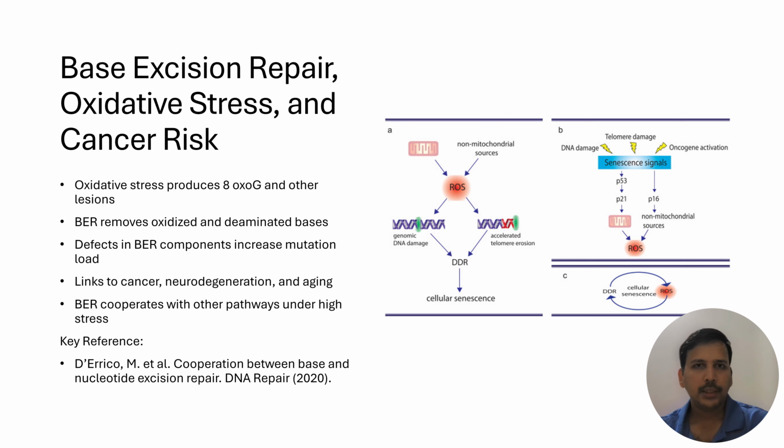When BER components are defective or overwhelmed, oxidative lesions accumulate and mutation rates increase, contributing to cancer development, neurodegenerative diseases, and aspects of aging. Recent research shows that BER and NER can also cooperate on certain lesions, emphasizing that repair pathways are not isolated silos but interconnected networks. Maintaining the balance between oxidative stress and BER capacity is therefore a key part of long-term genome maintenance.